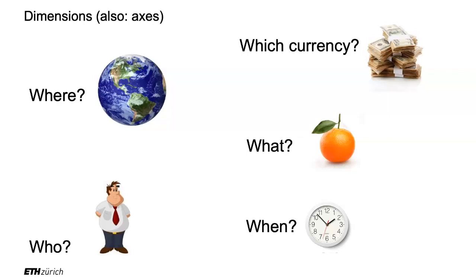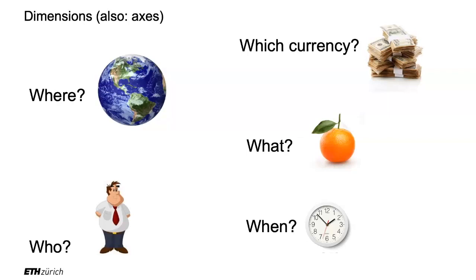Now, what kind of dimensions do we have? Well, typically we have time, as I told you. So the years, the quarters, the months, the dates, the days, and so on. We might have where. It might be by geographical locations, by countries, cities, and so on. Can be what? The kind of products you're selling. Can be the currency.